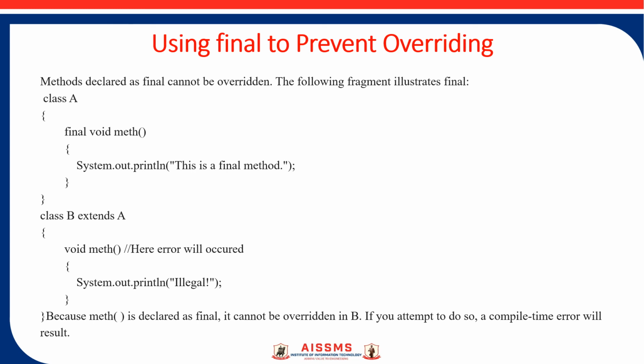Method overriding is a concept which says that if any method is defined in a base class, the same method you can define in a derived class, but with the help of the final keyword we can prevent this method overriding.